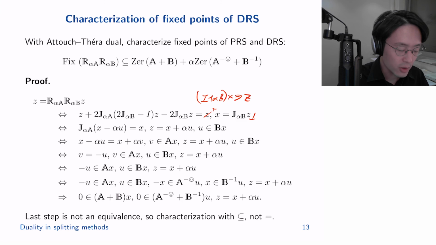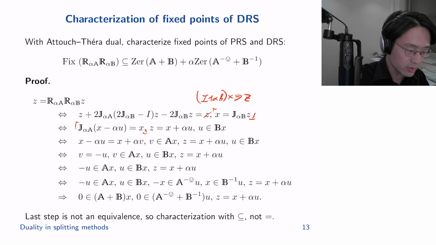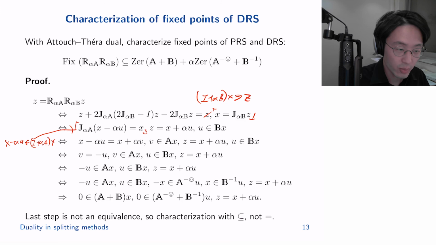Okay, then here we have a resolvent evaluation. So what this corresponds to is that x minus alpha u is contained in I plus alpha A evaluated at x. So we'll take the operator evaluation of A, make the output explicitly v, and write the inclusion as an equality in this way. So now v is in Ax, and u is in Bx, and z is x plus alpha u.